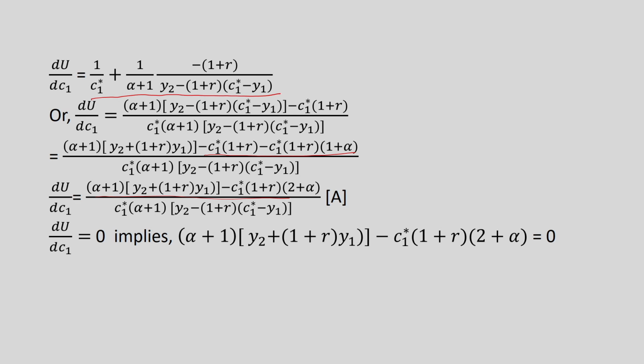Now, we know that C1 star is a stationary point. So, this has to be equal to 0, which means the numerator has to be equal to 0.